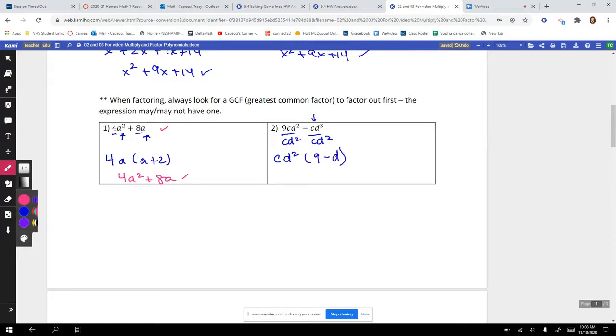Now, one thing you have to pay close attention to is if I started with a binomial here, whatever is in the parentheses should also be a binomial. Again, I can check my work if I want. This gives me 9cd squared minus cd cubed, which is what I started with, so I know I'm okay.